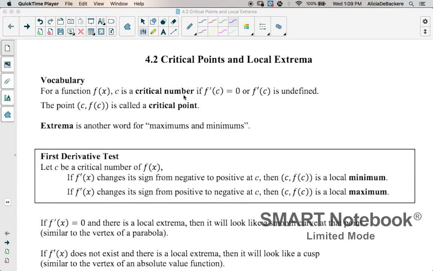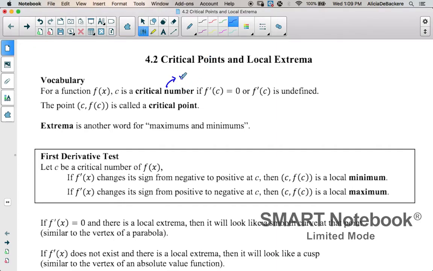So sometimes I'll ask you for critical numbers. That's just the x values. And sometimes I ask you for the critical point, and then you have to go back and plug that x value into the original function to find the y value.